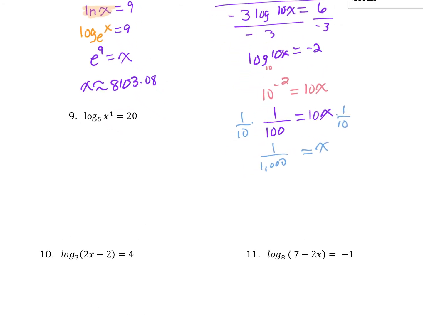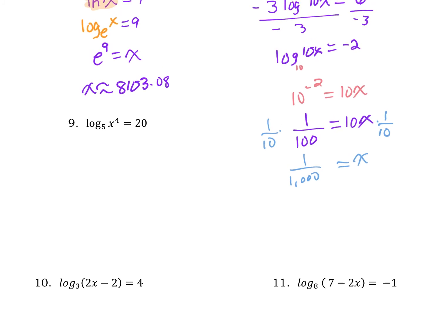Let's take a look at number 9. If you notice, there are a few different ways of handling that logarithm because of the exponent, but probably easiest on this one is truly just to rewrite this using exponents. So 5 to the 20th is equal to x to the 4th. And so we want to take the 4th root of both sides in order to solve.